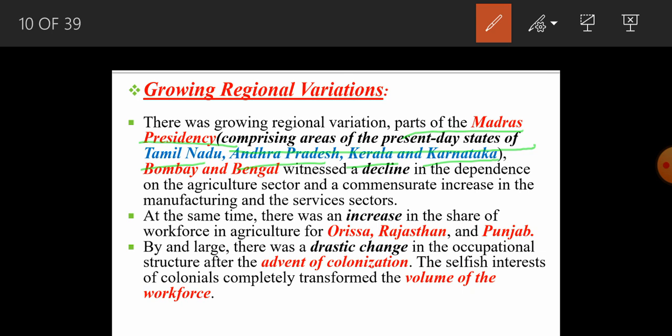And as far as Bombay and Bengal are concerned, they witnessed a decline. Decline of what? Decline in the dependence on the agricultural sector and a commensurate increase in the manufacturing and service sectors. So in Bengal and Bombay, the workforce was not completely dependent on the agricultural sector, because they were mainly focused on or working in manufacturing and service activities or sectors.